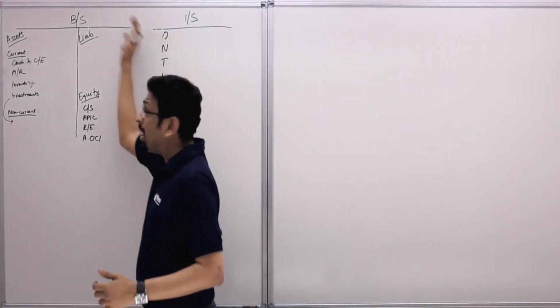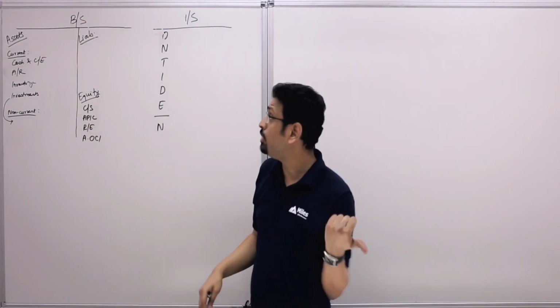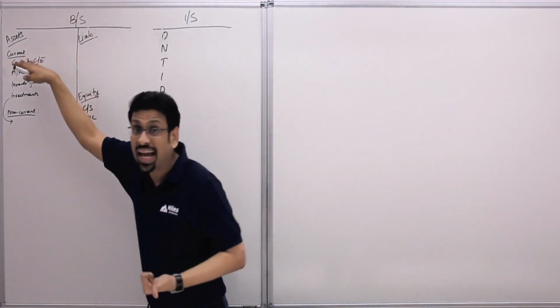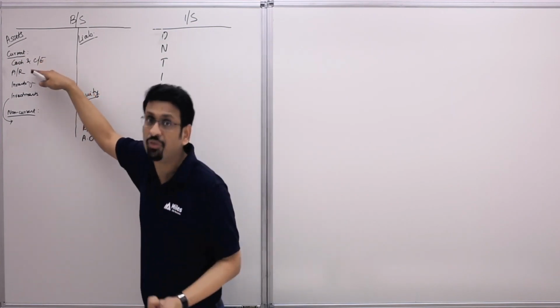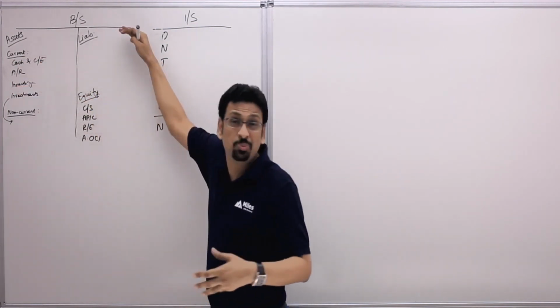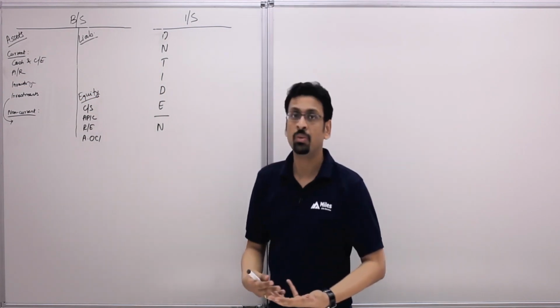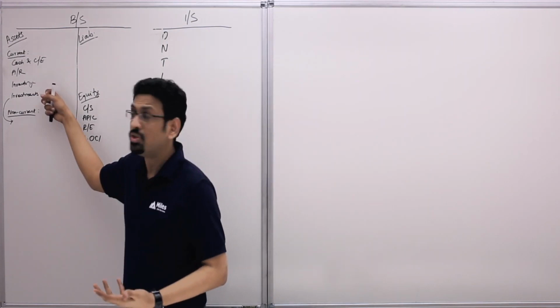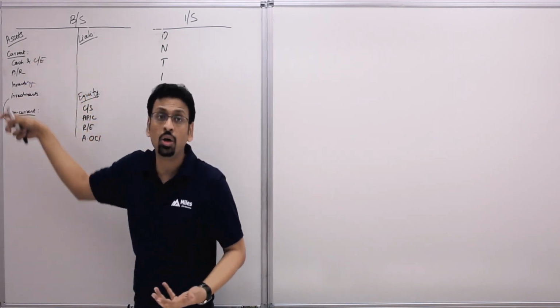Looking at items on our balance sheet. In FAR 2, we looked at current assets and current liabilities. We talked about cash and cash equivalents. We looked at accounts receivable, inventory. We talked about accounts payable, contingencies. Now, in FAR 3, we started with looking at investments, which could be current or non-current.